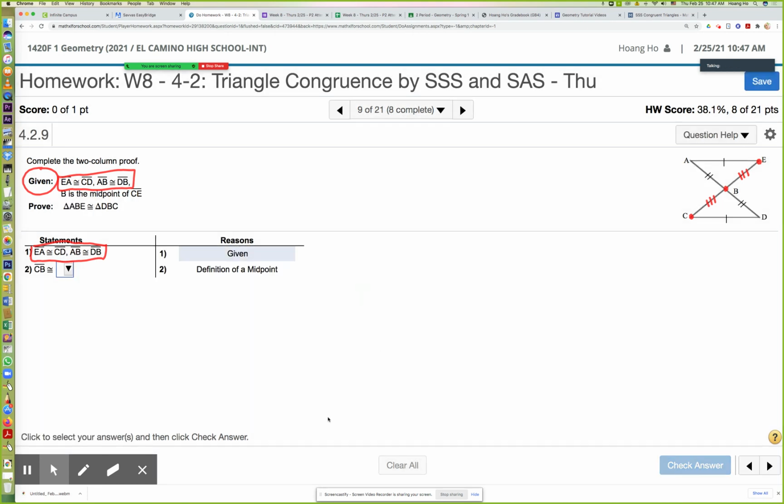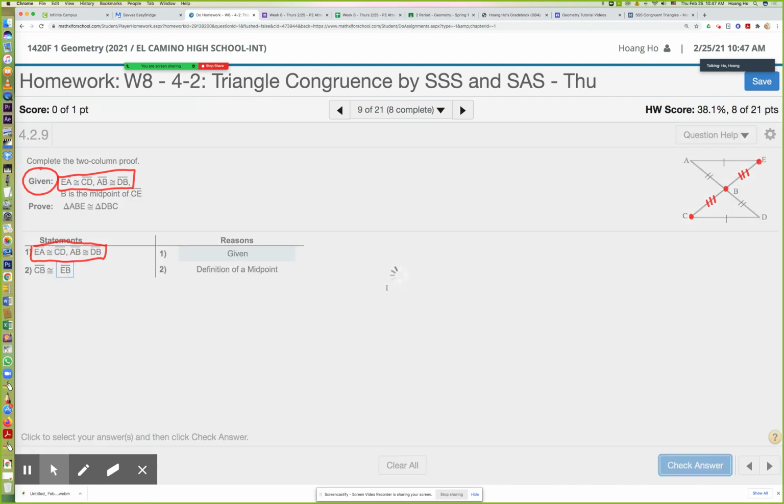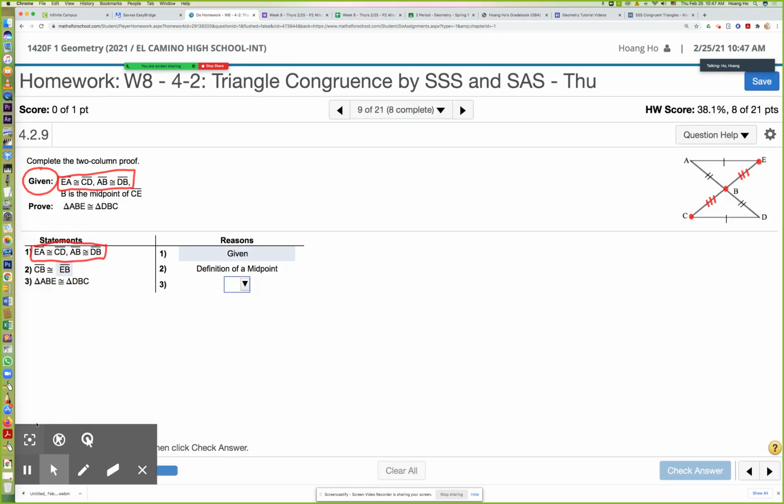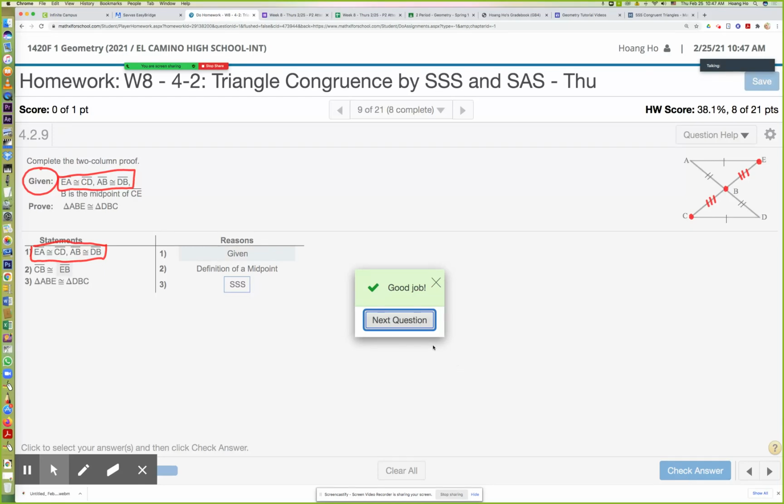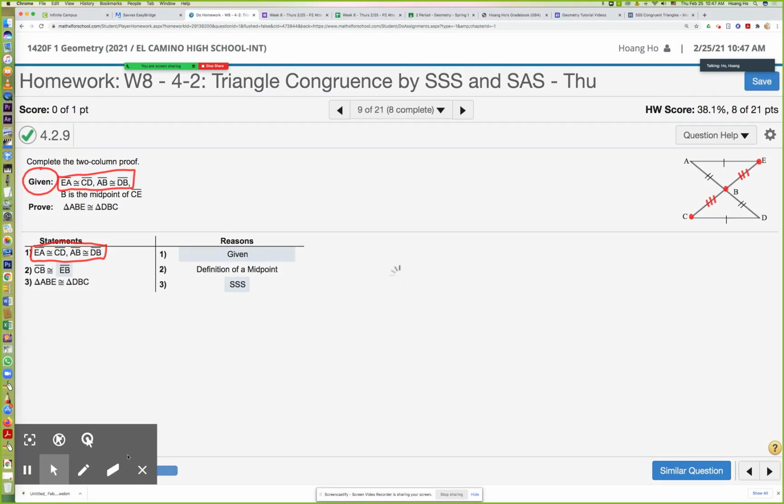Now CB, B is the midpoint of CE. So CB has to be equal to EB. Definition of a midpoint. And now the two triangles have to be congruent by SSS. Okay, let's do maybe three more and then we take a quick break.